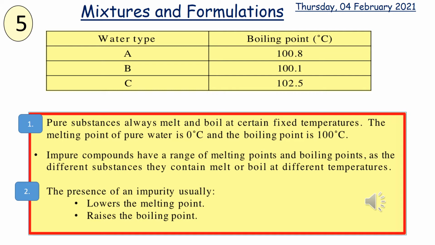Maybe they have salt in a pure water or sugar particles in a pure water that can affect the melting and the boiling point of pure water. So the presence of impurity usually lowers the melting point or raises the boiling point. So in this case, you can see the presence of impurities, which can be anything, has increased or raised the boiling point for water type A, B, and C.